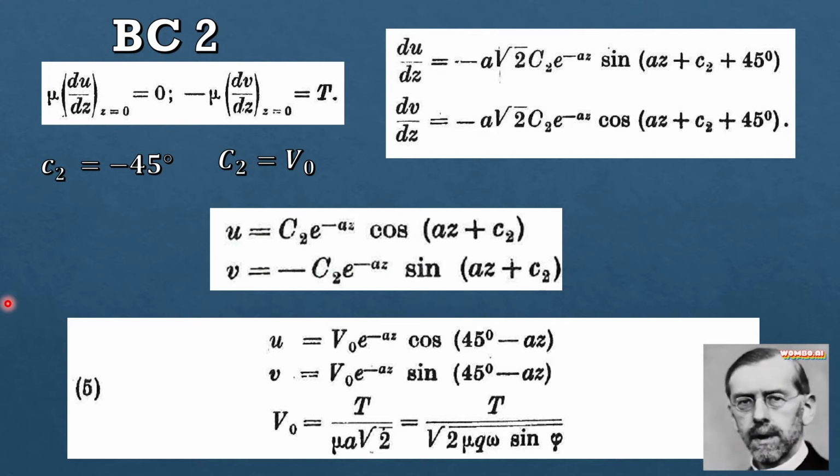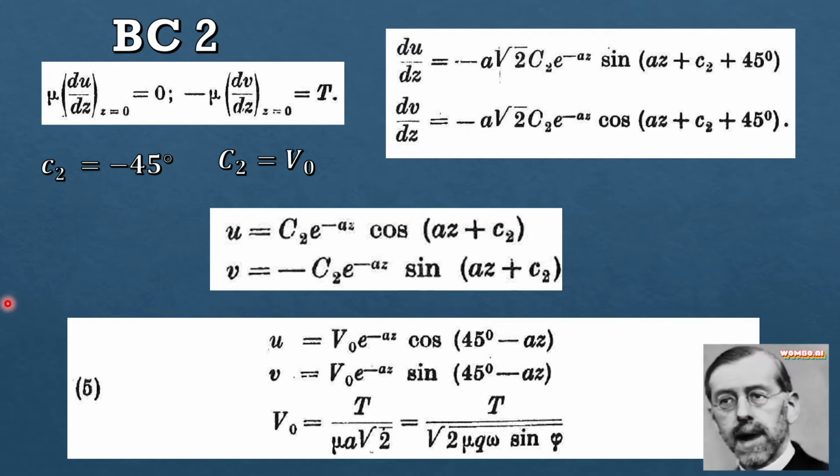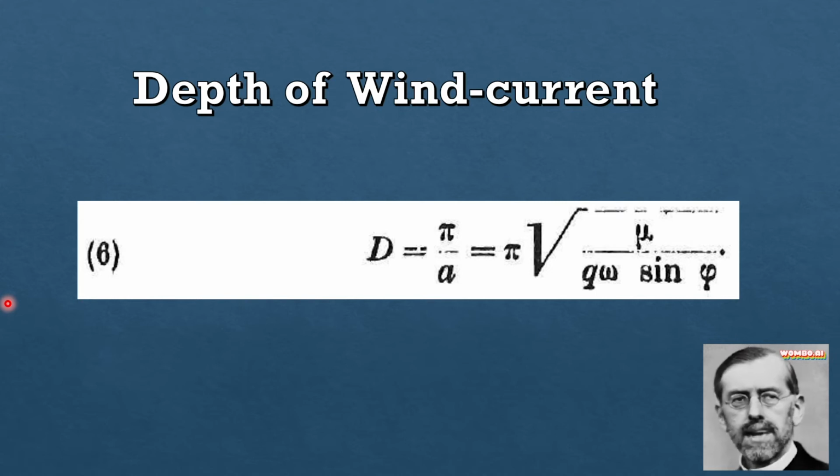Now one last thing before we wrap this up is to define the depth of the wind current. We will just say that this is the depth down to that level where the velocity of the water is directly opposite to the velocity at the surface. This depth can then be defined by this expression.